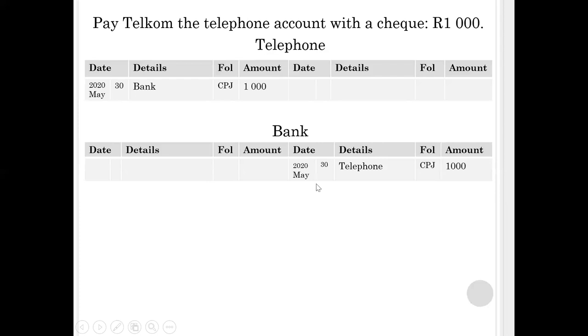Right, if we look at the entries, there's a date, and then with details, you notice the word telephone. So now in bank, you're going to write the friend's name, and in this case, it's now the telephone. Still, the entry should be in the CPJ, and the amount stays the same, the 1,000 Rand. So again, look, double entry principle: for every debit, and we have debited telephone, there is a credit, and we have credited bank. Telephone and bank are the two friends here. Telephone is an expense, and expenses are always on the debit side.